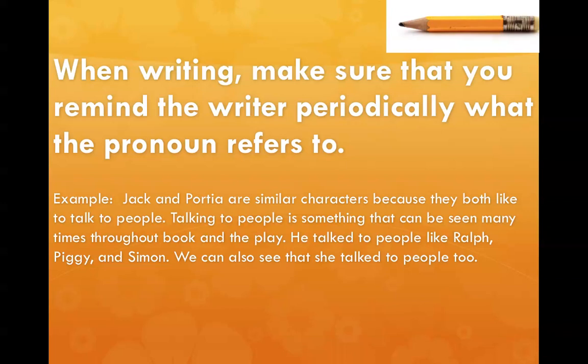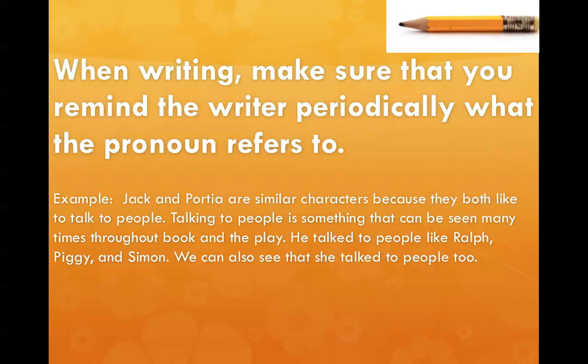When writing, you also want to make sure that you remind the reader periodically what the pronoun refers to. So I would say you don't want to go more than 2 or 3 sentences, and even I think that is pretty long, maybe 1 to 2 sentences without referring back to the noun. If you have too many pronouns, the reader can easily forget what you're referring to.